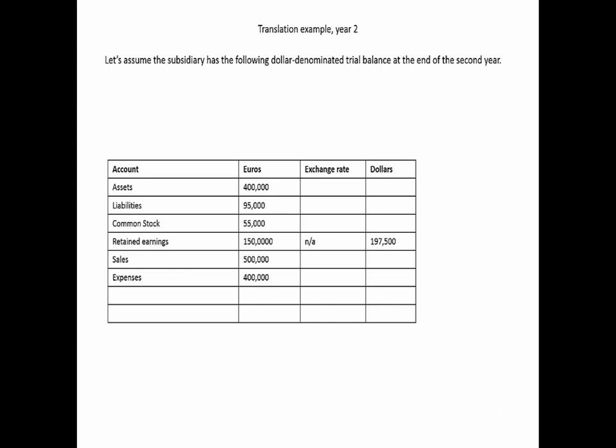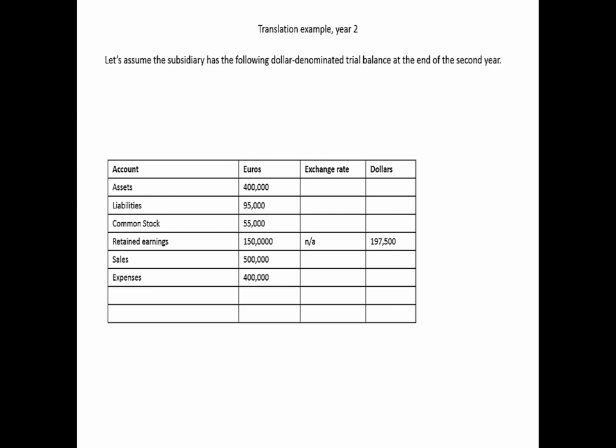Okay, so let's go ahead and move on to year 2, and let's assume that the subsidiary has the following euro-denominated trial balance, which of course balances. And just for the sake of space, I've gone ahead and summarized all of the assets into a single assets number, and likewise with the liabilities. And again, note that we've carried forward the dollar value of ending retained earnings from the previous year to become this year's beginning retained earnings.